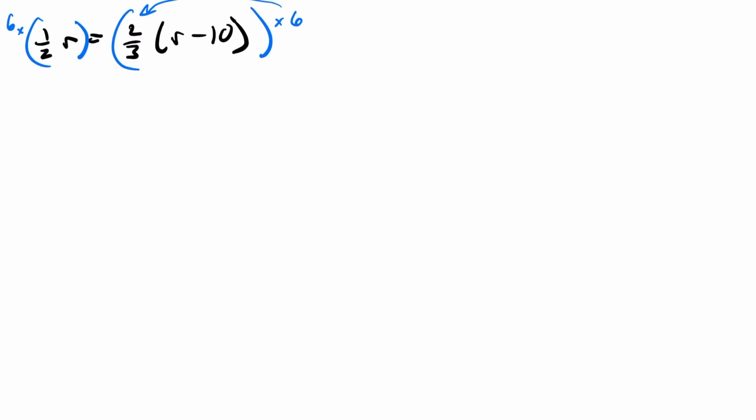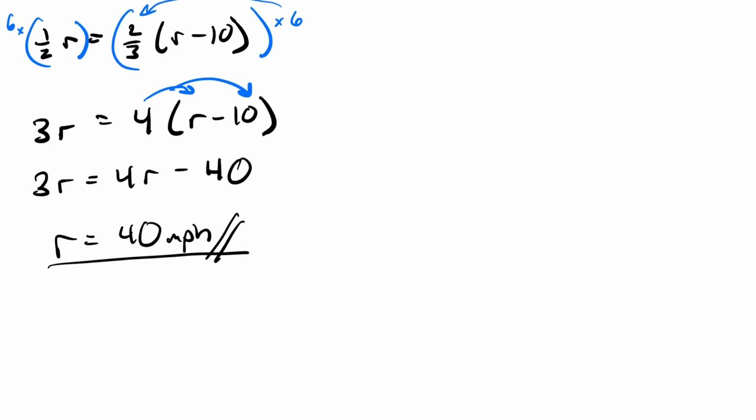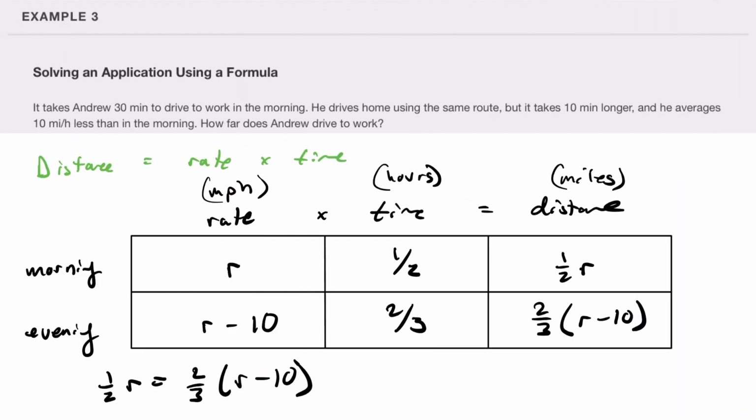So then 6 divided by 2 on the left, we're going to have 3r. On the right, that's going to be what, 4? 2/3 of 6 is 4 times r minus 10. Now we distribute that 4. Okay. So we'll have 3r equals 4r minus 40. Okay. I'm going to subtract 3r and add 40. So then his rate in the morning should be 40 miles per hour. Okay. All right. So that's his morning rate.